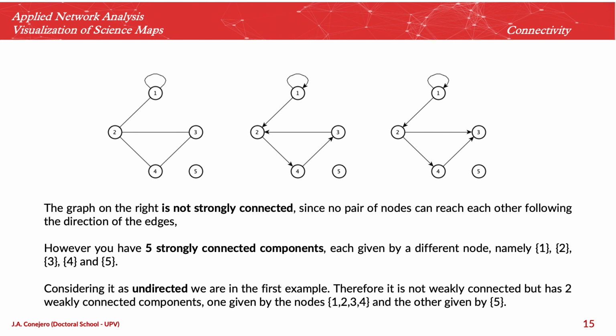But again, if we consider this as an undirected graph, we return to the first example, and despite the graph not being connected, it has 2 weakly connected components, one with nodes 1, 2, 3, and 4, and the other with 5. And that's all. We are going to continue with studying paths and the shortest path in graphs in the next video.